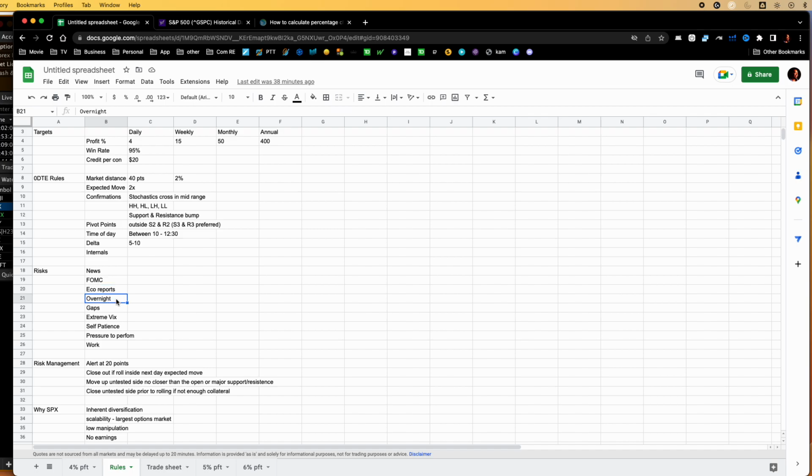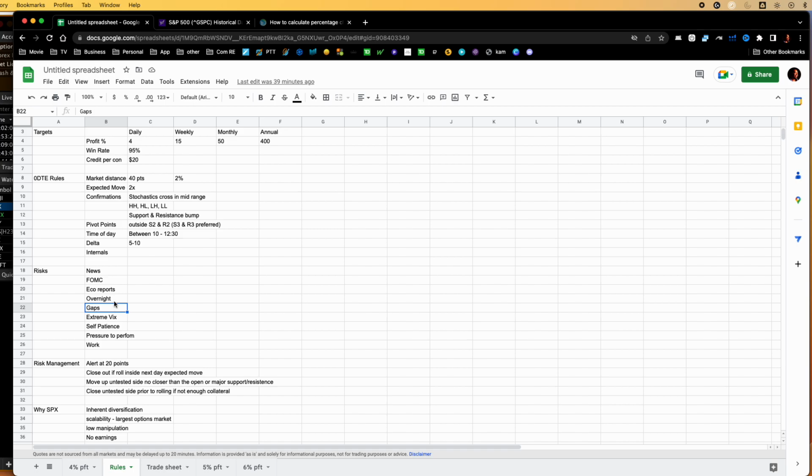Overnight trades. This is a risk because you can't do anything about it. The market will gap up or down on you, and there's nothing you can do. You can't react because the market just opens where it's going to open. So you have to be very careful about trading overnight. That is a risk.